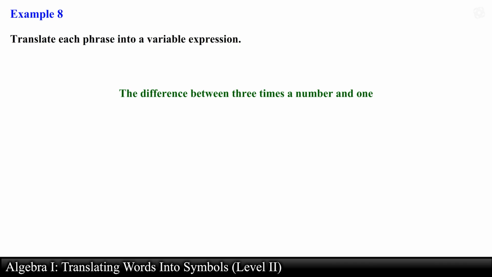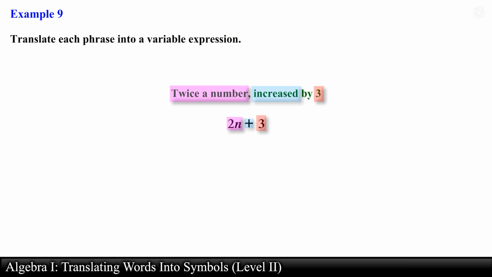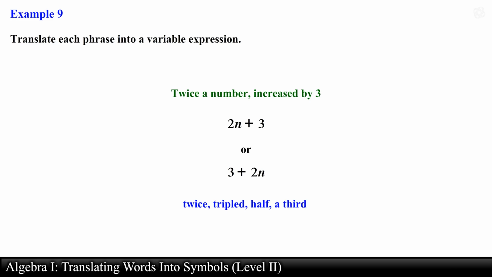Alright, let's try the next one. The difference between 3 times a number and 1. So here we have a subtraction because of the key word difference. The two expressions that are being subtracted are 3n and 1. So the final answer is 3n minus 1. Let's try the following phrase. Twice a number increased by 3. Here we have a sum because of the key word increase. So this phrase translates to 2n plus 3, or 3 plus 2n. Whenever you have phrases such as twice, tripled, half, a third, these phrases denote a multiplication.